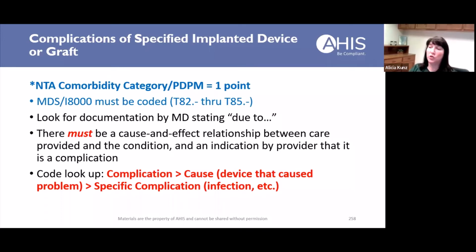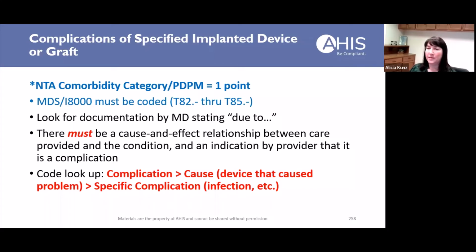So it could be a urinary tract infection due to a Foley catheter. If they have a Foley catheter and they have a UTI, these are two separate things. But if your physician says this infection is due to this Foley catheter, you can put the two together and you can use a complication code. Without that documentation, we cannot do that. Now, it's probably obvious that the Foley catheter is causing the UTI, but without that documentation, we cannot use those complication codes. So just be really careful about that.